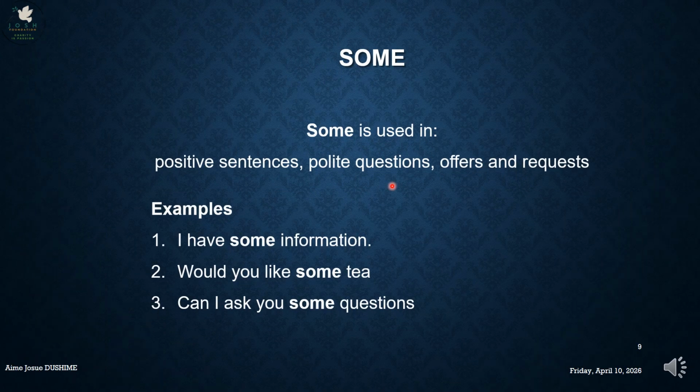Let's go with some. Some is used in positive sentences, for polite questions, offers, and requests. Among the examples, I can say I have some information. Would you like some tea? Can I ask you some questions? This is a request. Would you like some tea is a polite offer, a polite question. I have some information is a positive sentence.